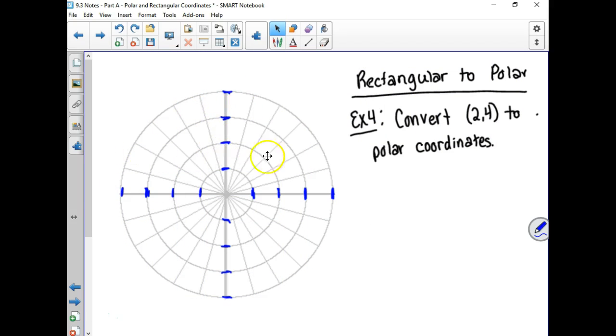So if we're just thinking of this, if we're graphing the point 2, 4, right, we would go to the right 2 and up 4. That would end up being right here. So don't think of it as polar coordinates, just rectangular, right? So to the right 2 and up 4.